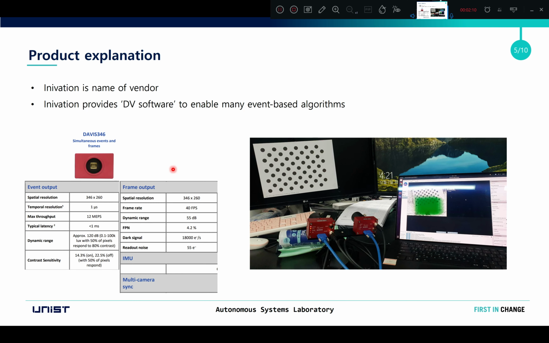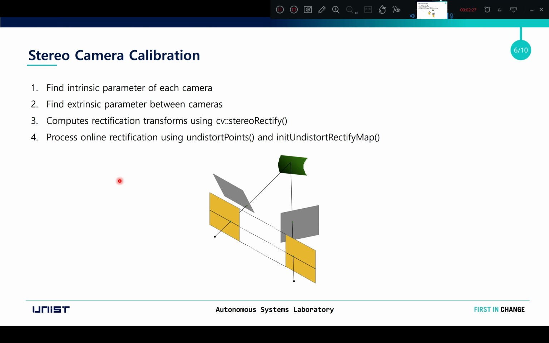To introduce the product, the name of the vendor is Inivation. It has the event camera, frame output, and IMU, and it provides this black cable, a multi-camera synchronization cable.